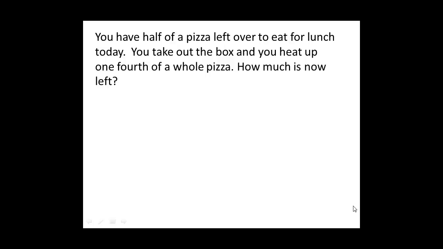We will illustrate subtraction of fractions using an example. You have half a pizza left over to eat for lunch today. You take out the box and you heat up 1/4 of a whole pizza. How much is now left? This is the problem that we are doing. 1/2 minus 1/4.